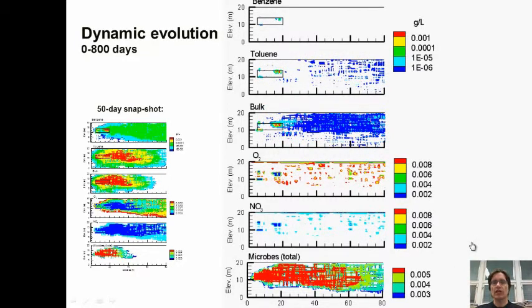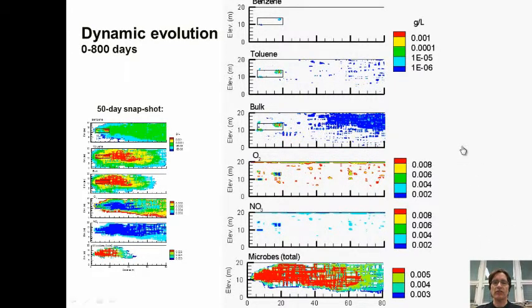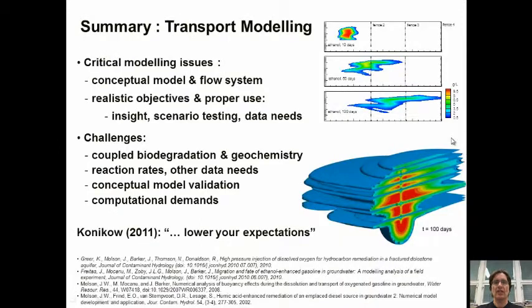So we can test this model. We can change properties, change porosity, see how this type of reactive system behaves under different conditions very easily once the model is set up. So that's more or less the conclusion. Just some summary statements here on transport modeling.